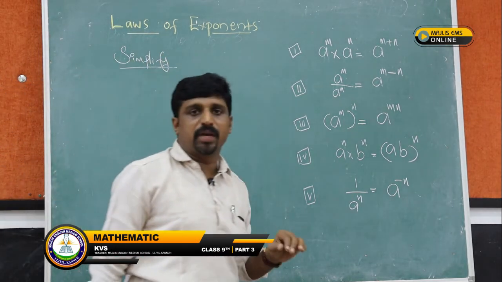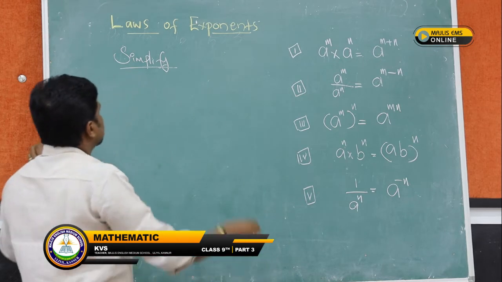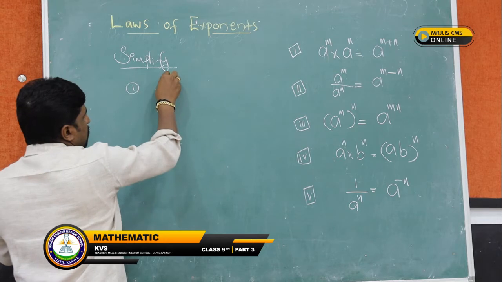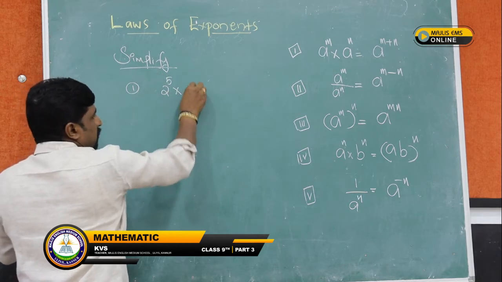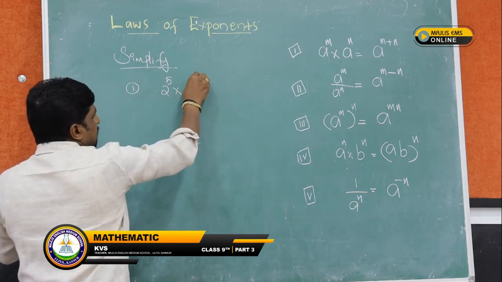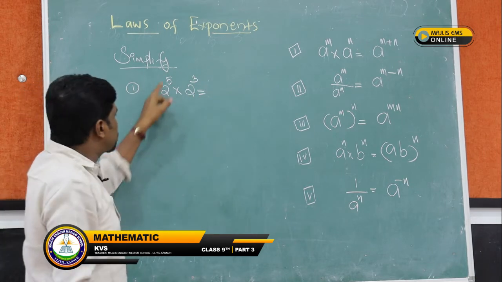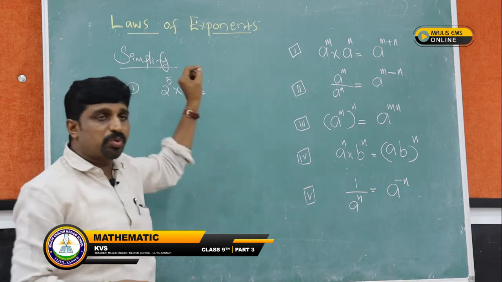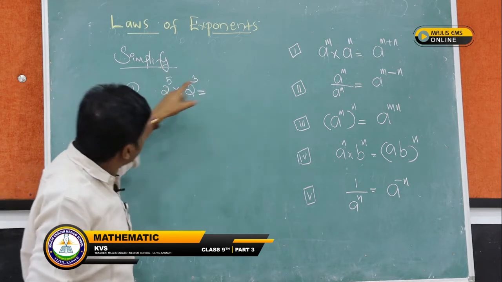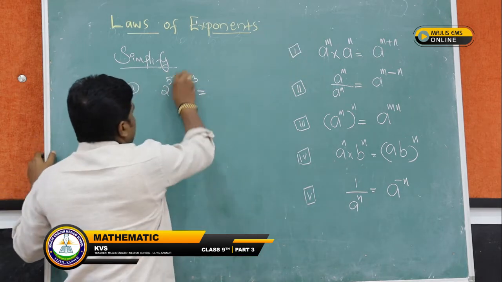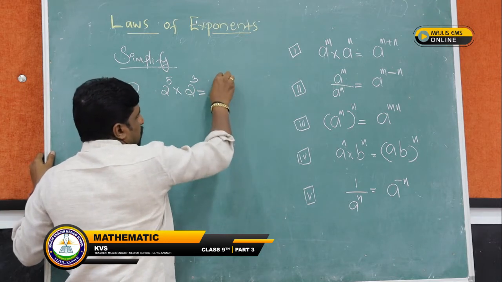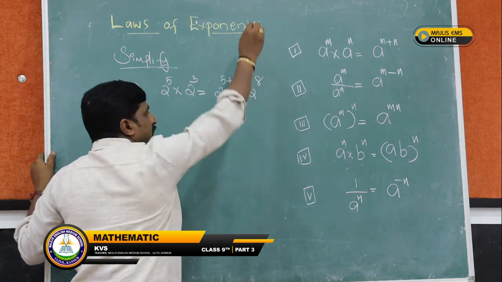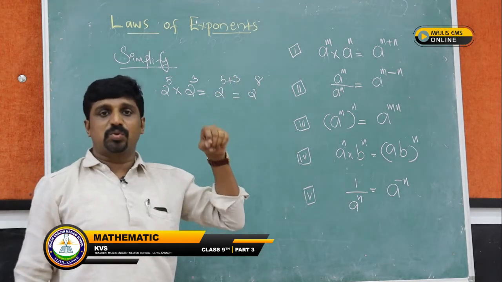Simplify. Okay, we can simplify that. Suppose the first question: 2 raised to 5 into 2 raised to 3. 2 raised to 5 means 2 into 2 like that 5 times, into 2 raised to 3 means 2 into 2 into 2 like that. Okay, we can use the first law: 2 raised to 5 into 2 raised to 3 can be written as 2 raised to 5 plus 3, that is 2 raised to 8. We got the answer like this, 2 raised to 8.